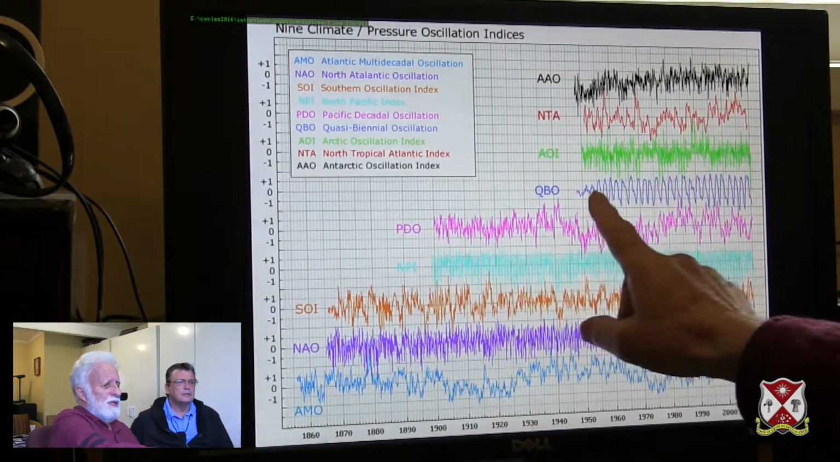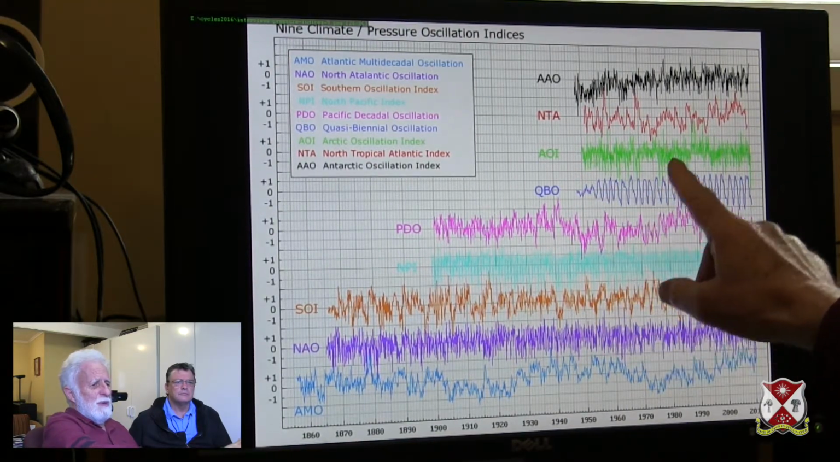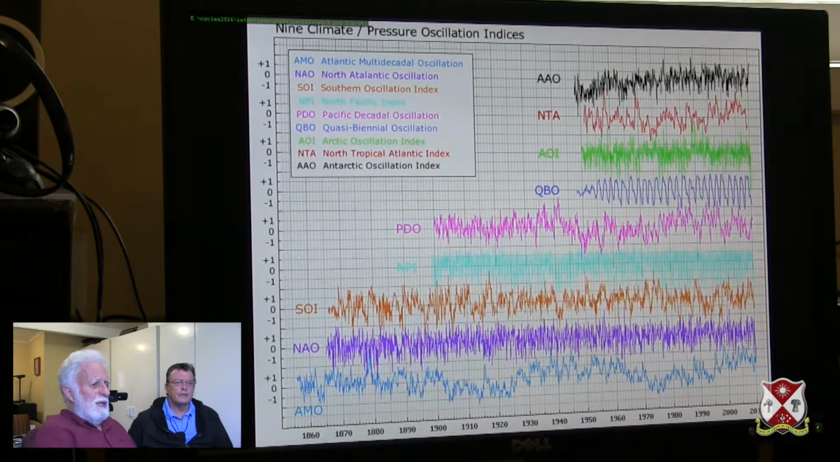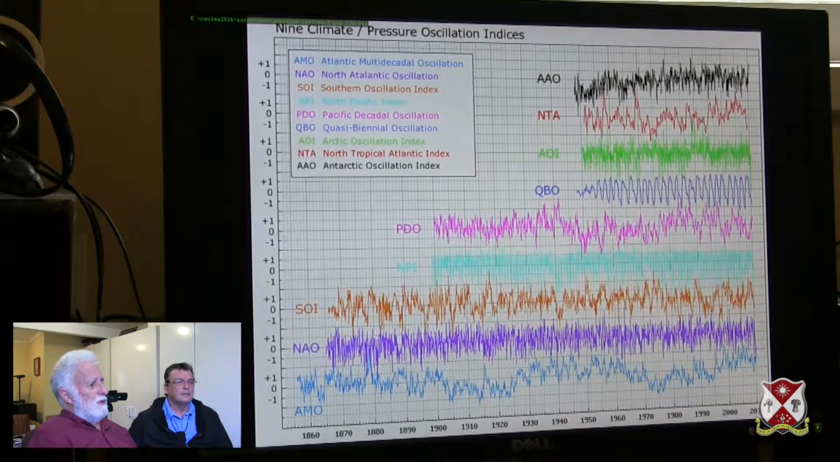Quasi Biennial Oscillation. Now this one, in blue. There's a little bit of fuzz at the start, but we can see it's doing a quite regular cycle. We'll have a look at that one in detail, of a little over 2 years. And so it's called Quasi Biennial, which would mean almost 2 years.